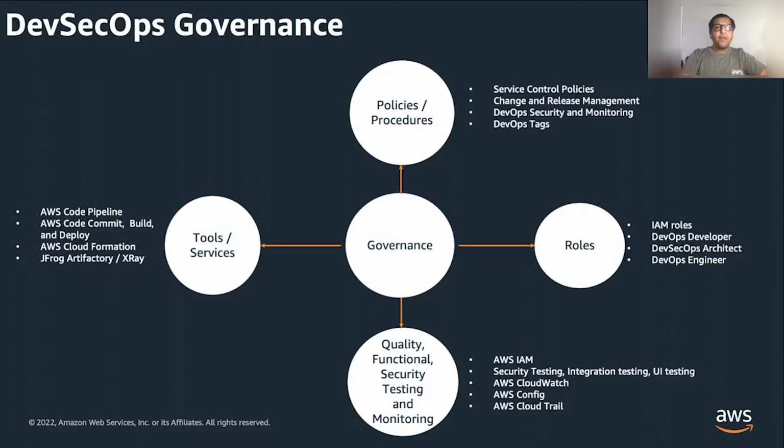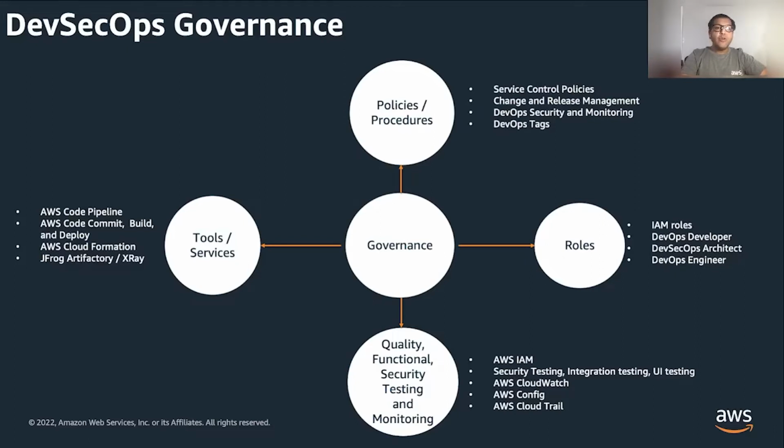DevSecOps governance is basically a combination of multiple structures, policies, and procedures, which basically helps us to drive the governance mechanisms. DevSecOps governance is the combination of security processes, procedures, structures, rules, and tools which work together to provide an automated, repeatable, and secure DevOps.